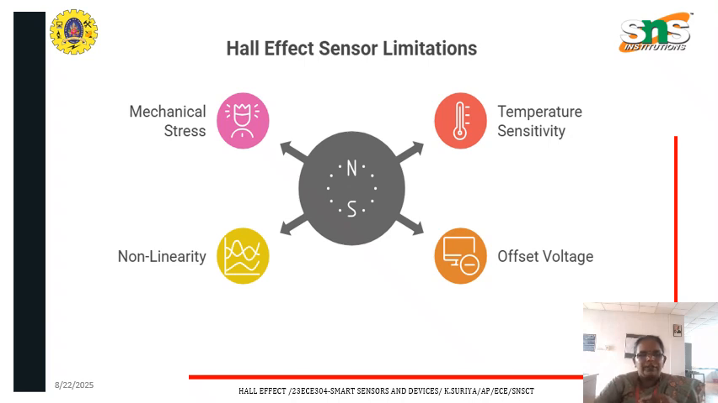Next is limitations of Hall effect sensors. So this Hall voltage can be affected by temperature changes. So it's very sensitive to temperature. And some of the sensors may have a small offset voltage even in the absence of a magnetic field. Also, the relationship between the magnetic field and the Hall voltage may not be perfectly linear. So it's said to be non-linear, and mechanical stress can affect the performance of the sensors.